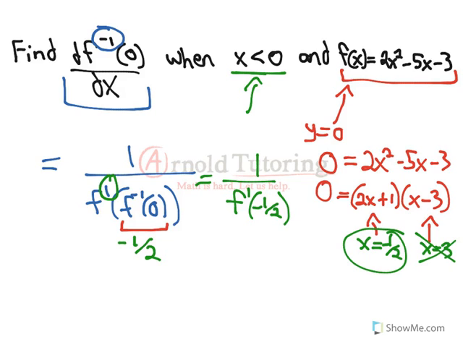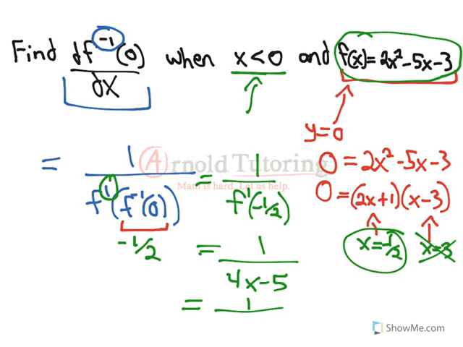So this is now pretty basic calculus, right? The derivative of f of x up here is simply 4x minus 5. Sub in negative 1/2, and you get 1 over 4 times negative 1/2 minus 5. That equals 1 over negative 2 minus 5 equals negative 1 over 7.